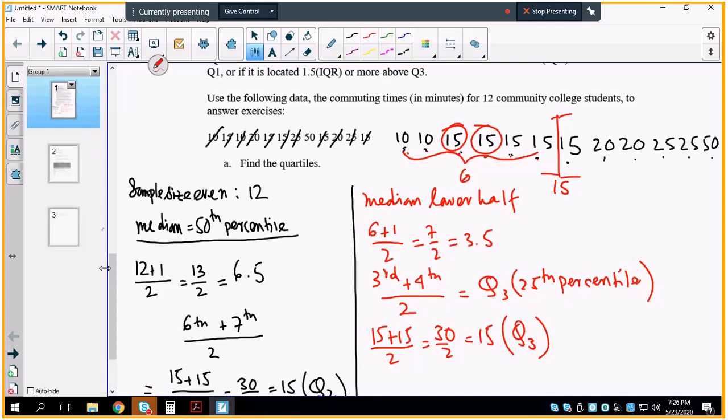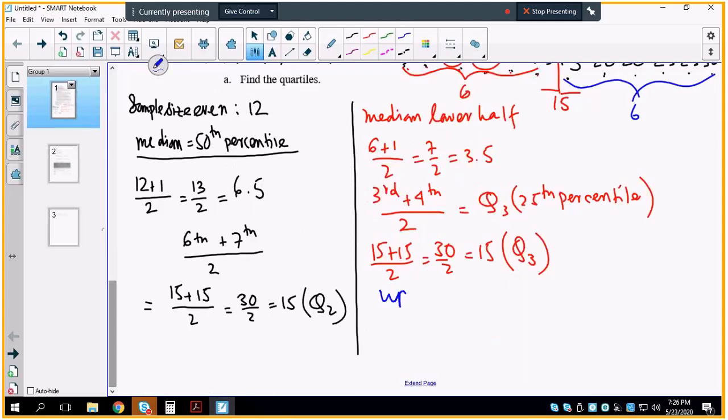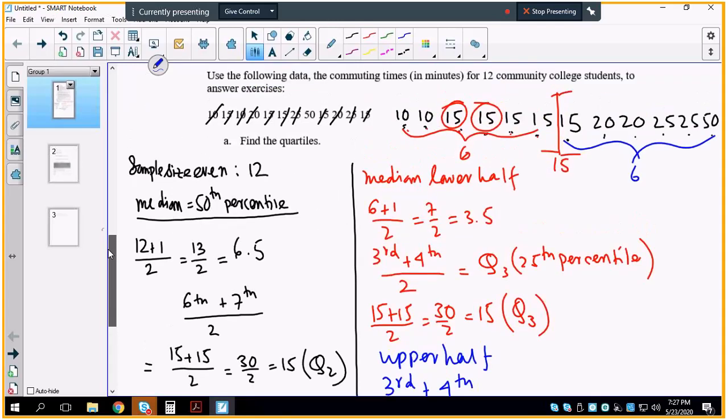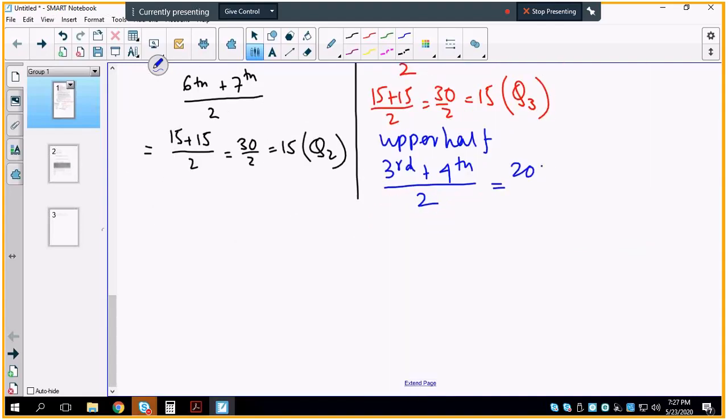And finally, we're going to do it for the upper half of the data, which is this one. I still have 6 data there. So for the upper half, again, since I have 6 as the sample size, I'm looking for the third data in the upper half and the fourth data in the upper half. Add them and divide by 2. Third data in the upper half is going to be 20, fourth is 25. So you add 20 and 25, divide by 2, so that's 45 over 2, and that is 22.5. And remember, this is quartile 3 or the 75th percentile.